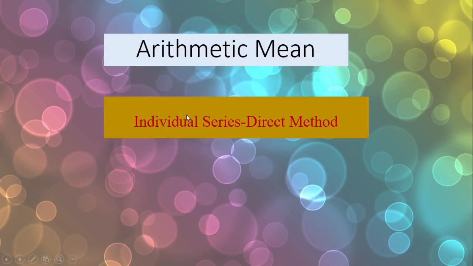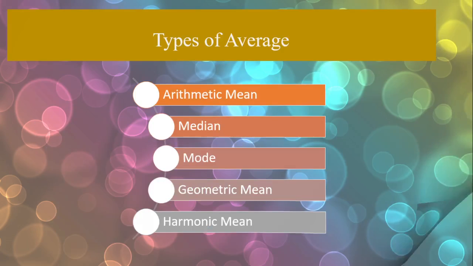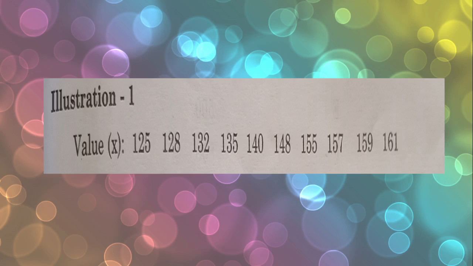For arithmetic mean, we are going to do the calculations for various situations. First I'll start with individual series and the direct method. Let us see a problem. I have given some values here. They have collected 10 sample values: 125, 128, 132, 135, 140, 148, 155, 157, 159 and 167. For these collected data, we have to calculate the average.